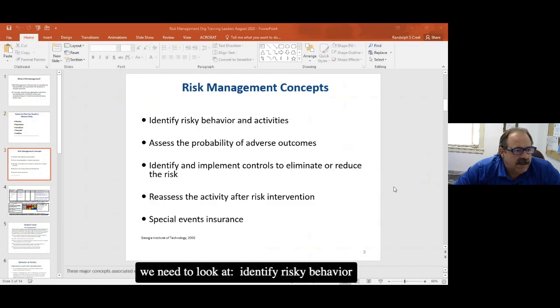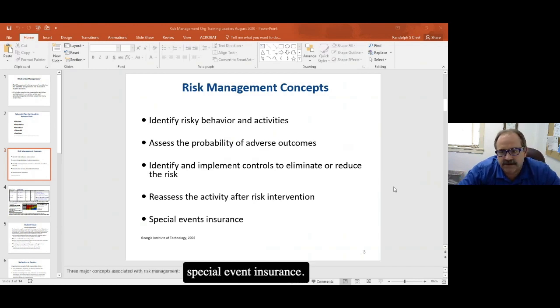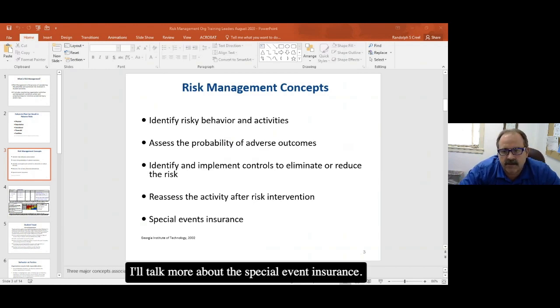The concepts that we need to look at are: identify risky behavior and activities, assess the probability of adverse outcomes, identify and implement controls to eliminate or reduce the risk, reassess the activity after risk intervention, and special event insurance. And I'll talk more about the special event insurance.